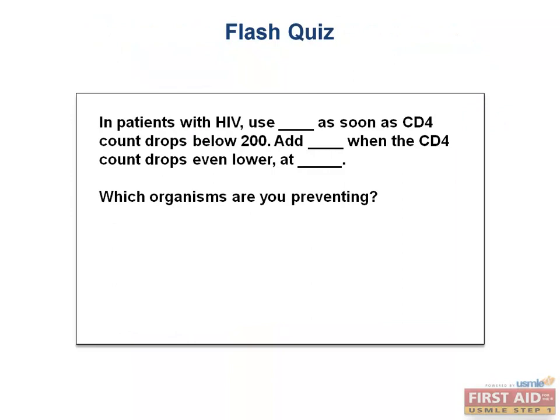I know you're ready for another flash quiz. Let's drill in the facts about HIV because they're very important. In patients with HIV, use which antibiotic as soon as CD4 counts drop below 200? What antibiotic are you going to add when the CD4 count drops even lower, and at what CD4 level? Which organisms are you preventing?